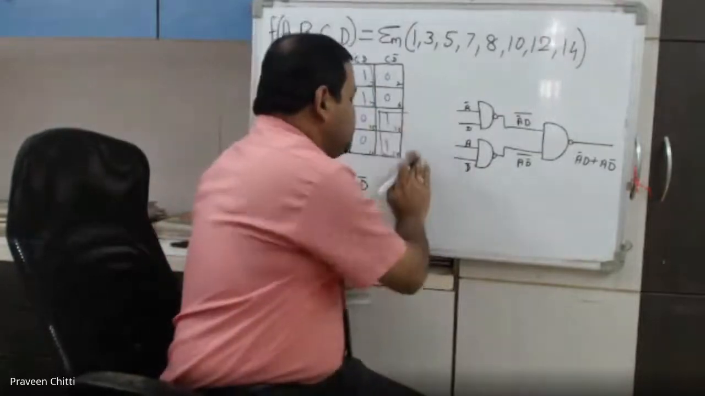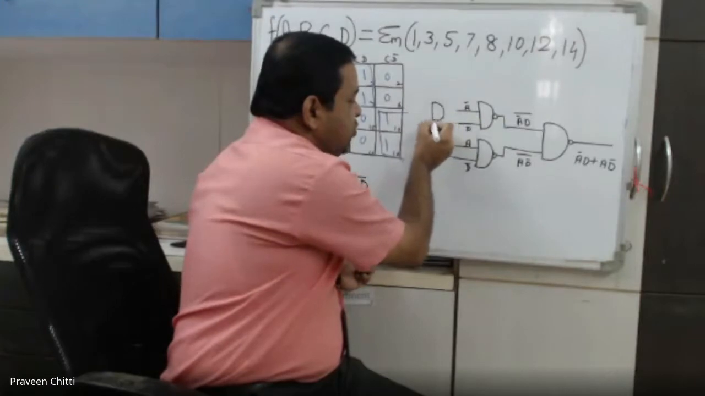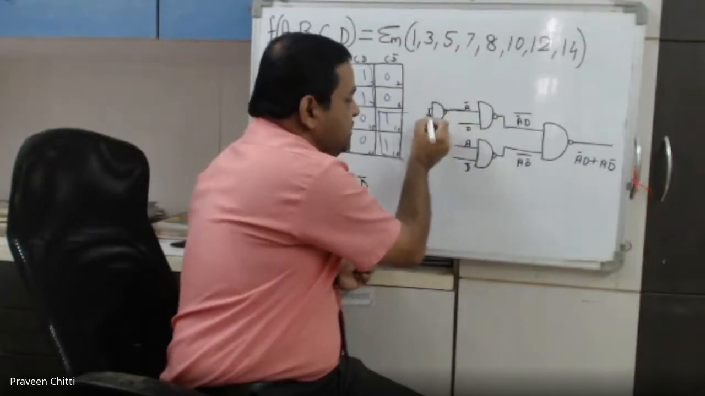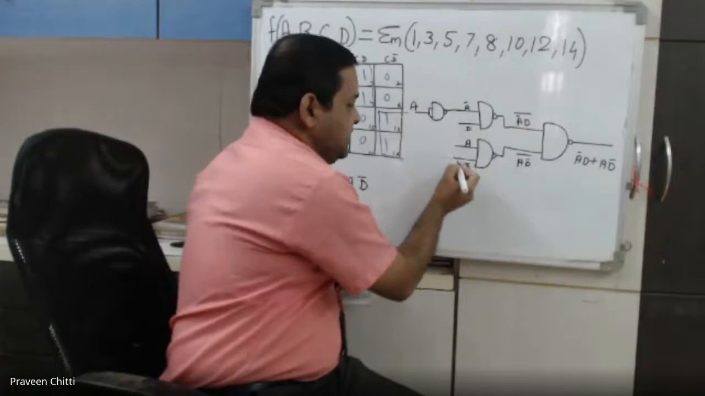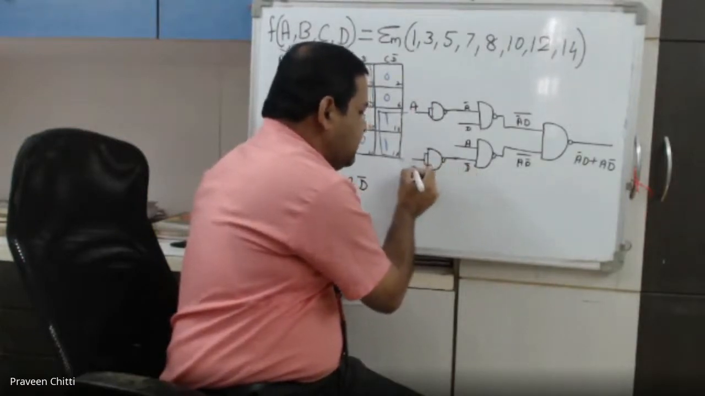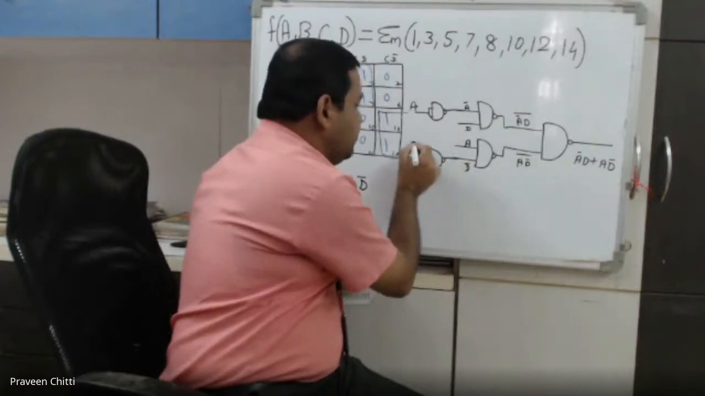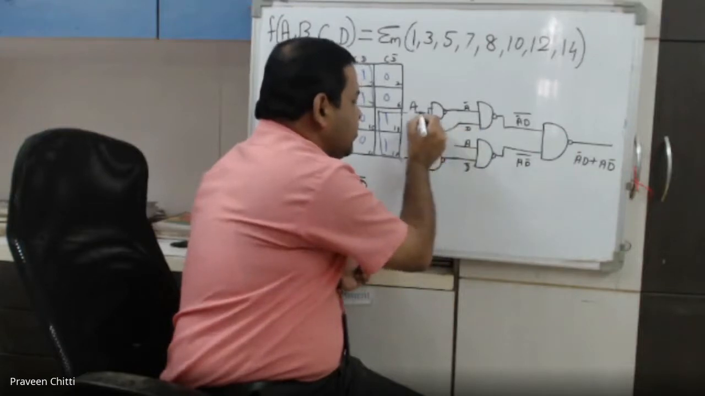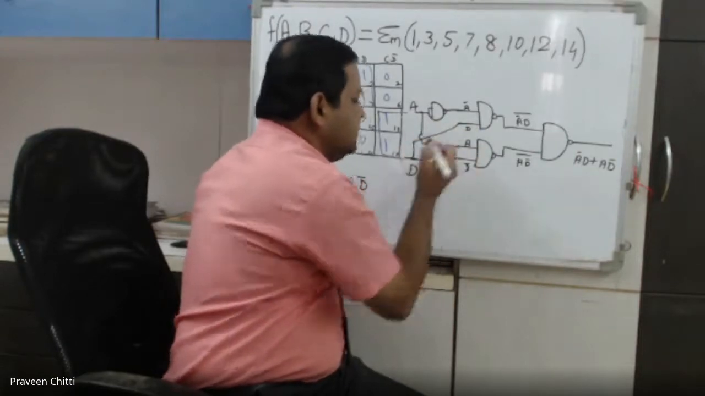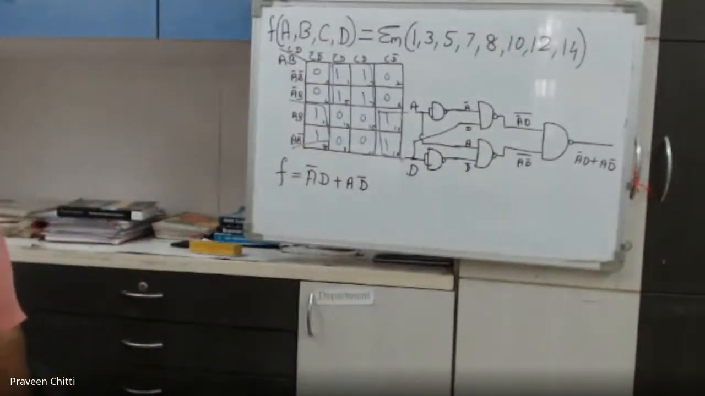Once you do that, you have reached the primary inputs, but here A bar is there. How do you get that A bar from A? By putting one more NAND gate like this, and here D bar is there. You put another NAND gate and write D. The same D you can connect here, take this A and connect here. That completes the logic diagram of the given Boolean equation using only NAND gates.